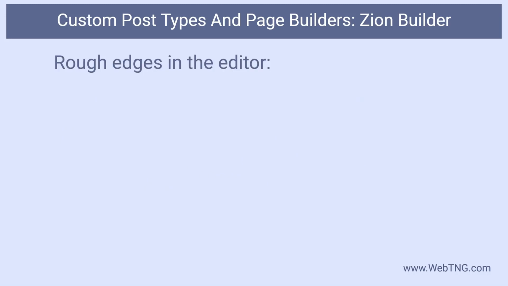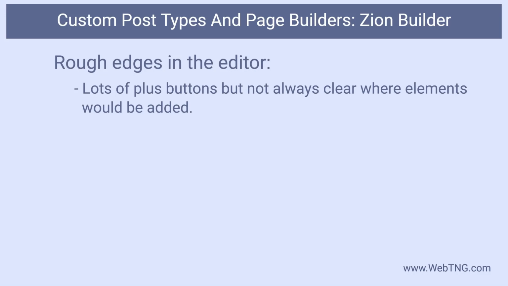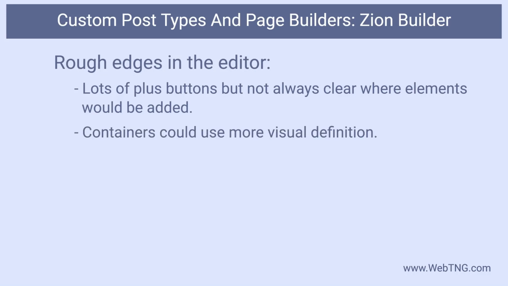More generally, it seemed like there were some rough edges in the user interface. You tend to see a lot of round plus buttons, which isn't always helpful because it's not always obvious what container they are tied to. It would have helped if there was more visual container definition. Remember, I added temporary background colors to the section and container when making the archive for that reason.